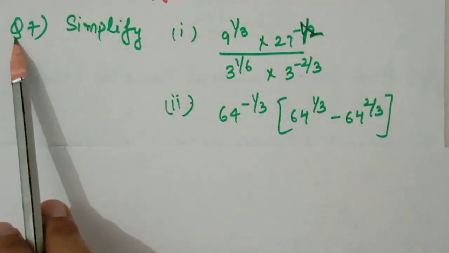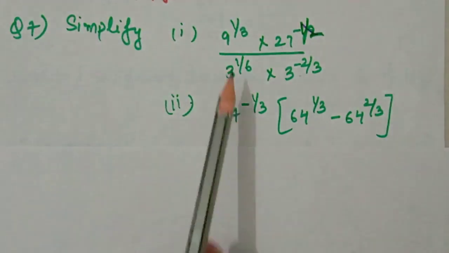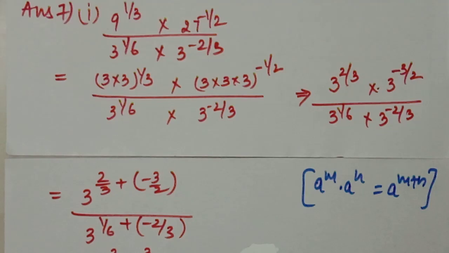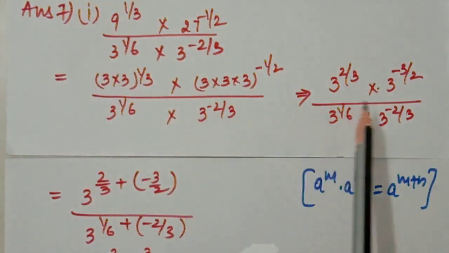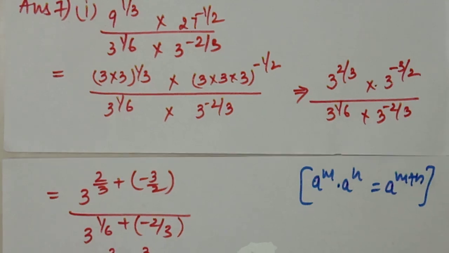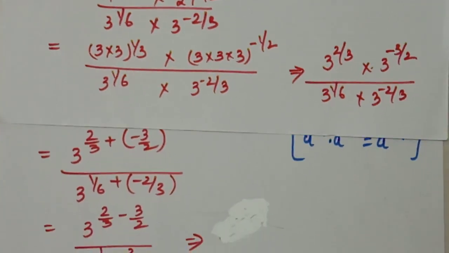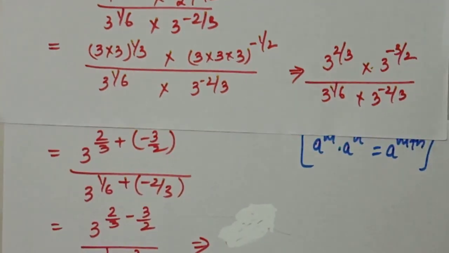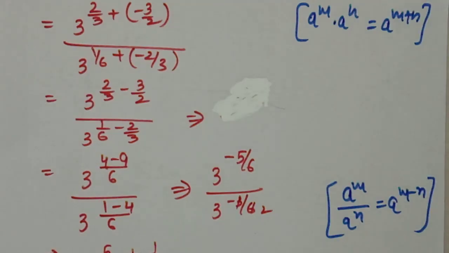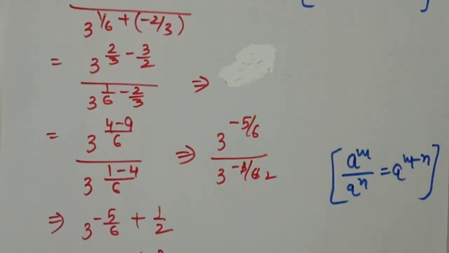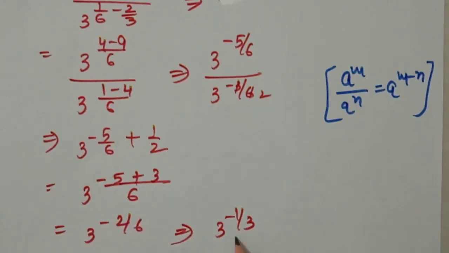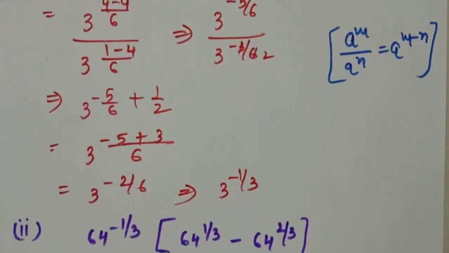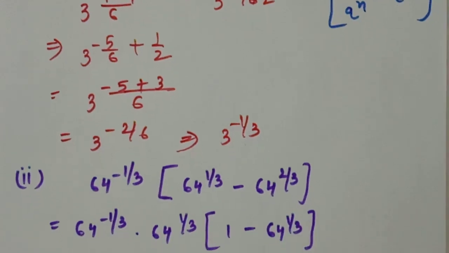This is your question number 7. Simplify with 2 different parts. Answer 7, part 1 with all the steps. This is your answer of part 1. Question number 7, part 2.